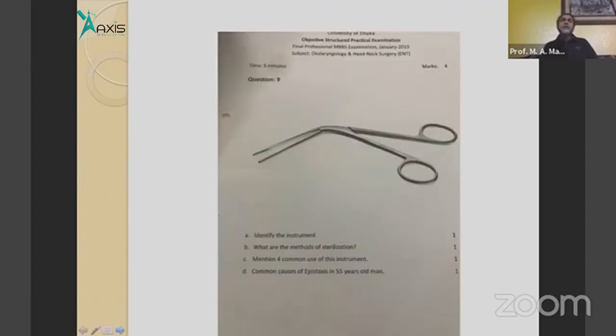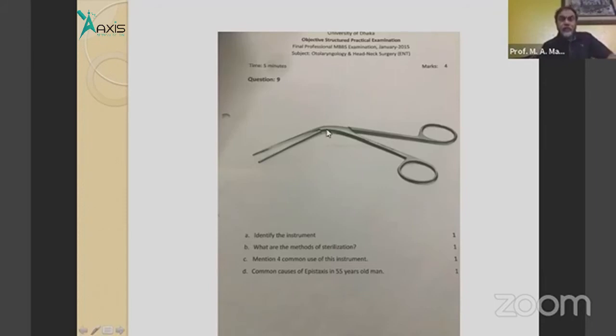This is another very important forceps. This is called Tillis, T-I-L-L-E-Y apostrophe S, Tillis or Tilly. Okay, Tillis forceps, or you can say nasal dressing forceps. But usually the classical name is Tillis forceps.